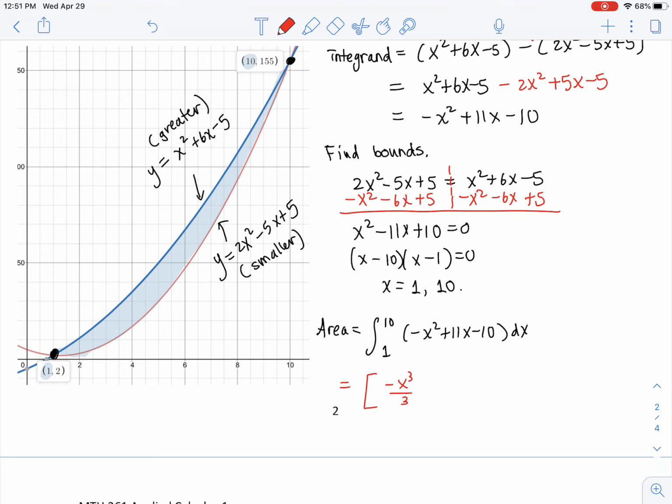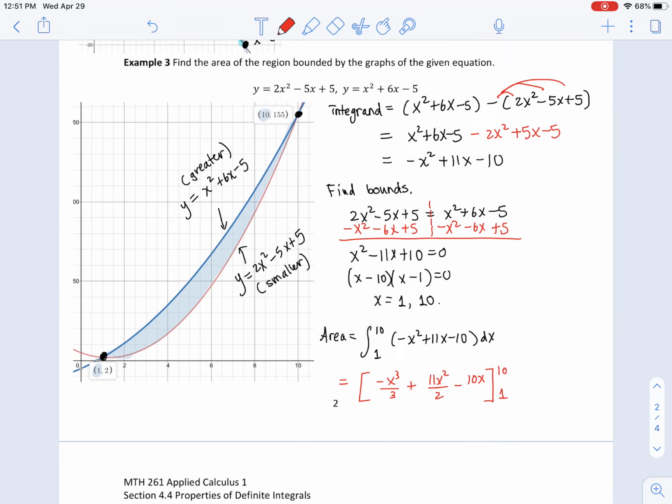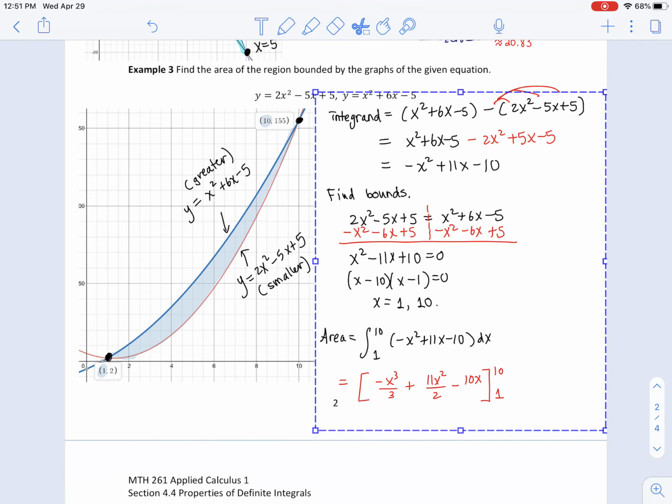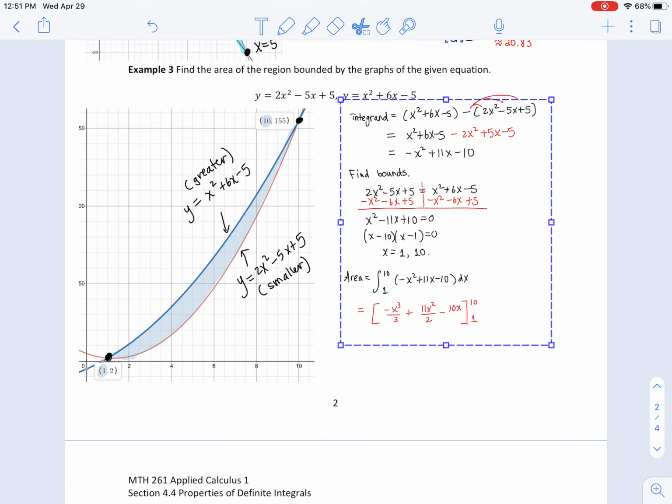All right, let's do our calculus. So this equals, find the antiderivative first. Negative x to the third power divided by 3 plus 11x squared divided by 2 minus 10x divided by 1, so I don't need to divide that by 1. But that's the antiderivative found real quick using the power rule. And using that intermediate notation that we learned, I'm going to go ahead and plug in 10 and 1 into it and just subtract them, okay?